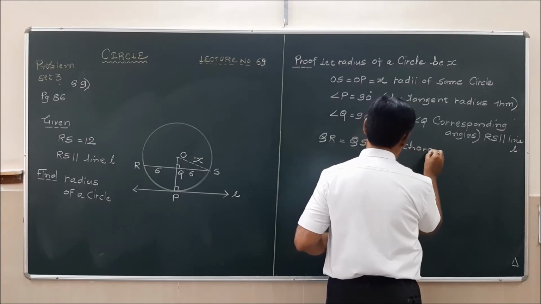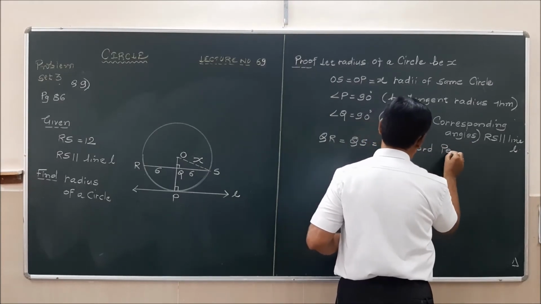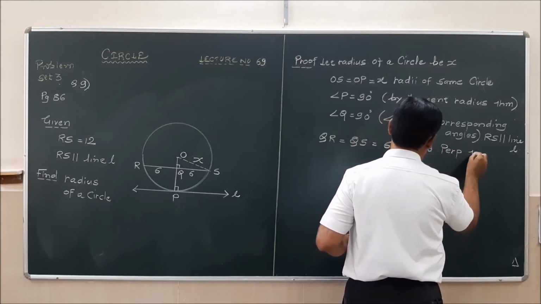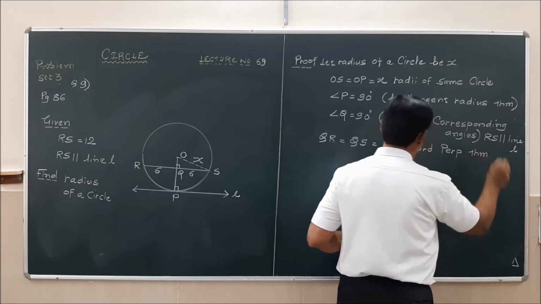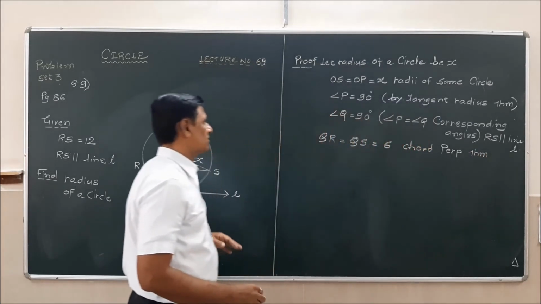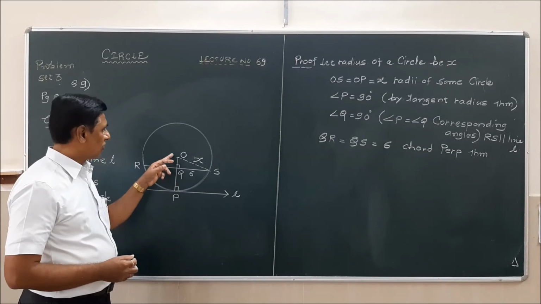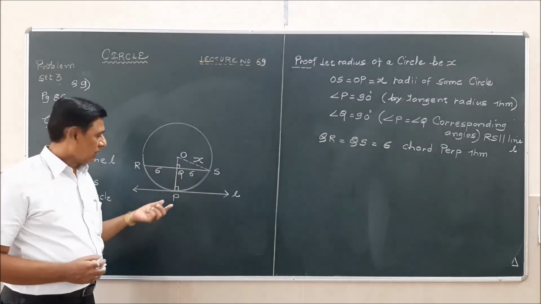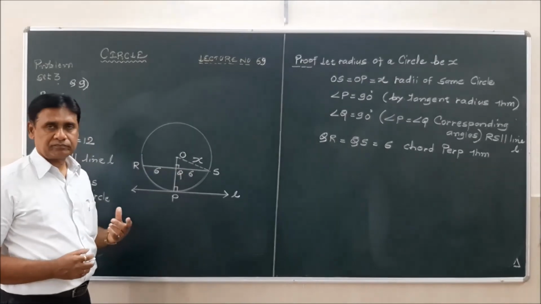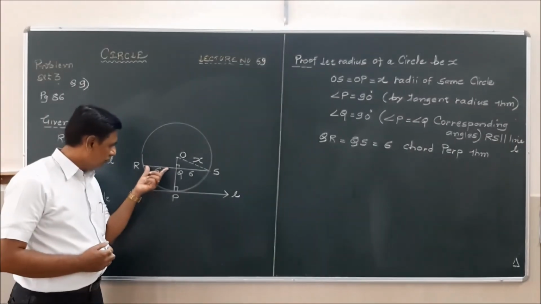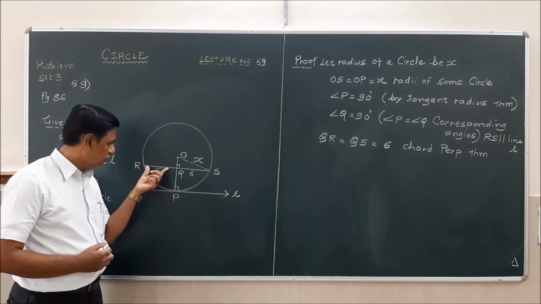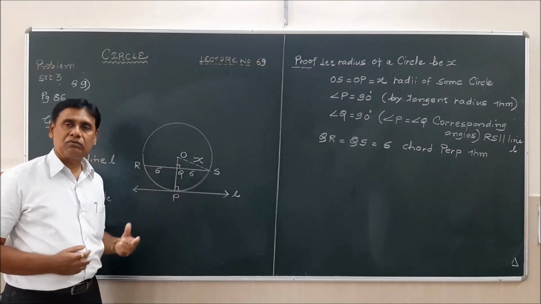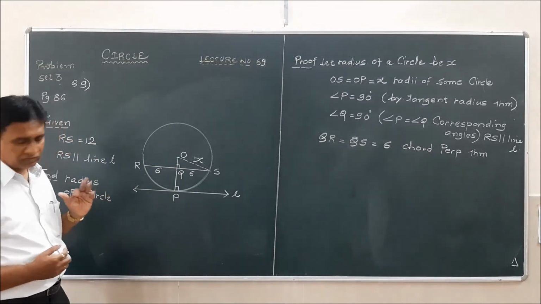Chord, perpendicular pair. Last year you all have done this theorem, that a perpendicular drawn from center to the chord bisects the chord, and total RS is given as 12. If total RS is 12, so QR and SQ are 6 each. That is what is given.